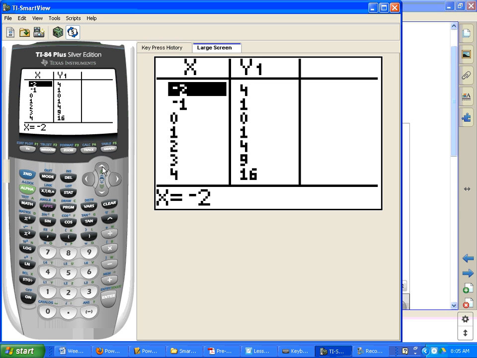As I go up 2 for x, y goes up 4. Okay? If I go to the left 1, it goes up 1. If I go to the left 2, it goes up 4, because I'm squaring those numbers.